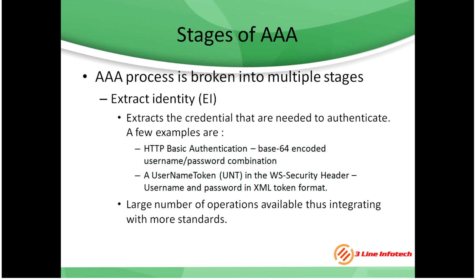So what does AAA actually do? The first step is extract identity. Basically, it could be HTTP basic authentication, which is a base 64 encoded username password combination, or a username token, which is part of the WS security header. If you are passing SOAP XML using WS security authentication, there are two ways. One is the base 64 encoding of the username password combination, and you pass the encoded value in the WS security header of the SOAP message. That is one way of doing it.